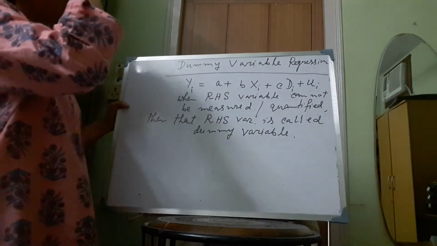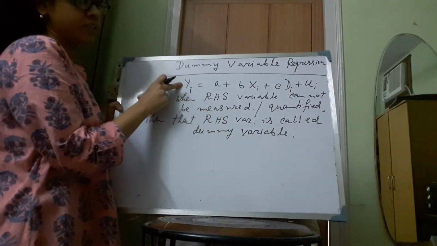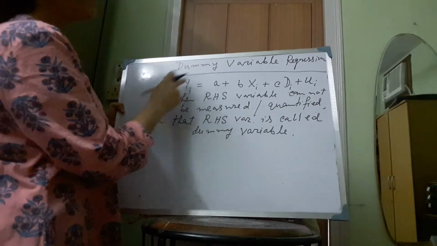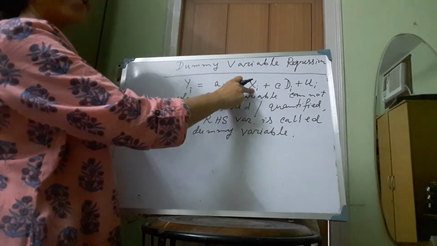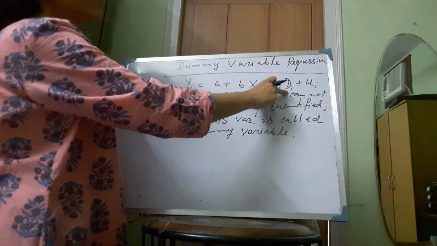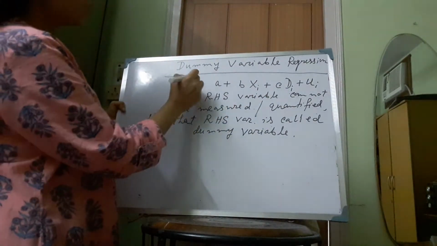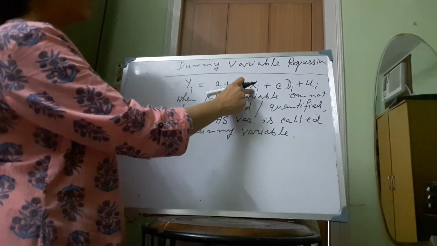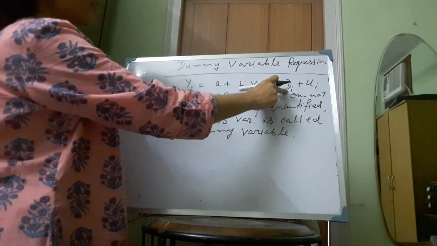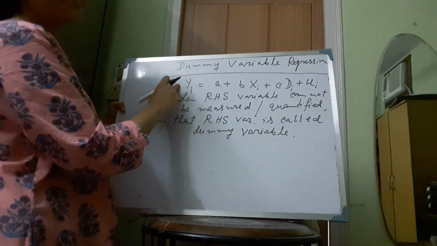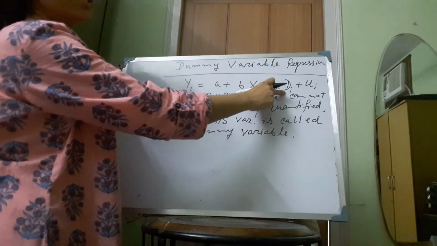So let us take an example. Suppose we are trying to predict the wage rate of a worker with the help of xi and di. So xi measures the level of education and di represents the variable gender. So we are trying to predict whether the education level and the gender have any effect on the wage rate of the worker. So in that case we have to use the dummy variable.